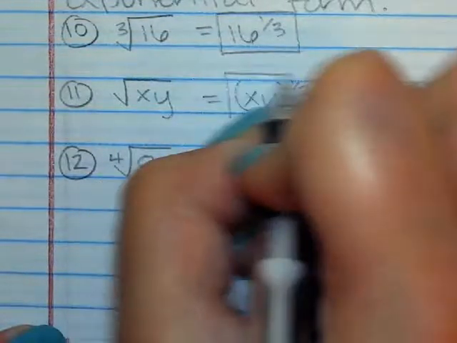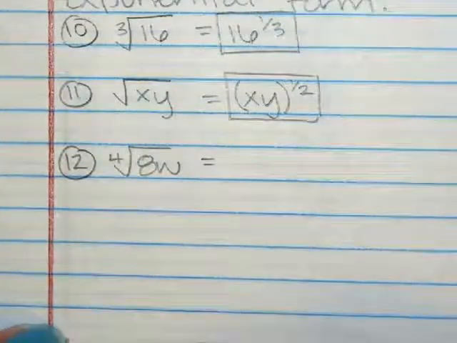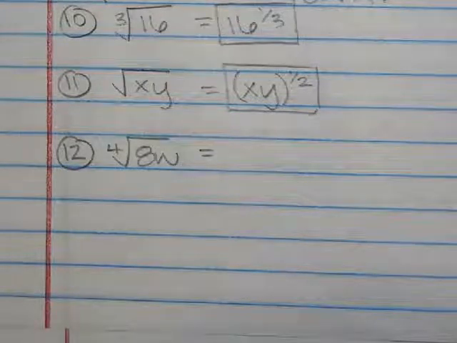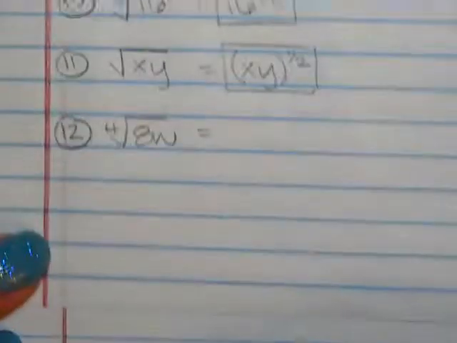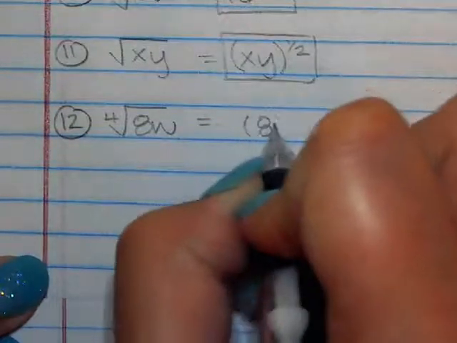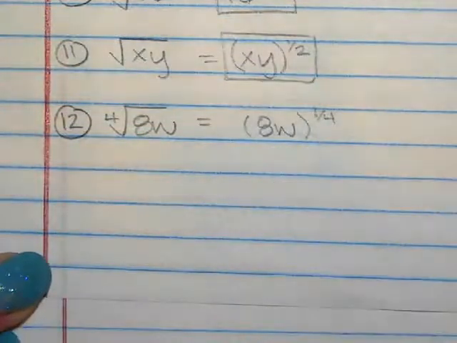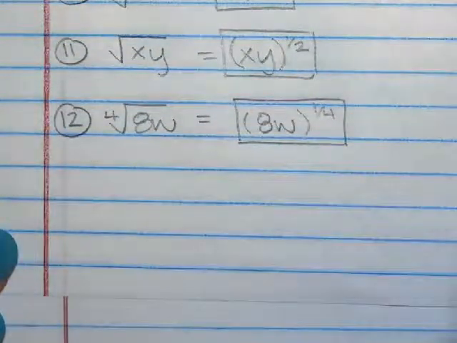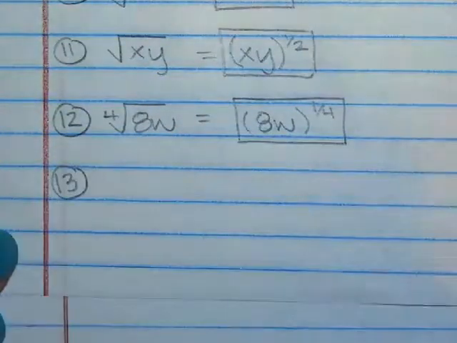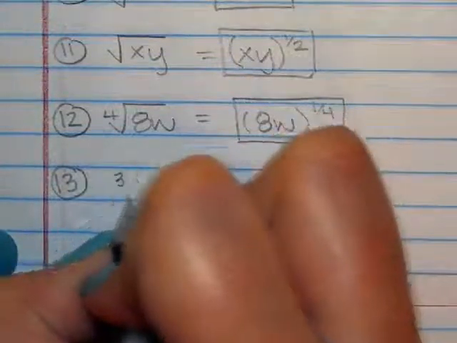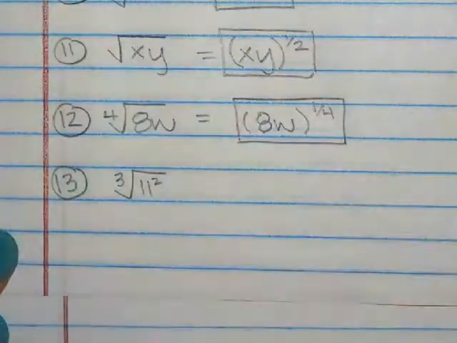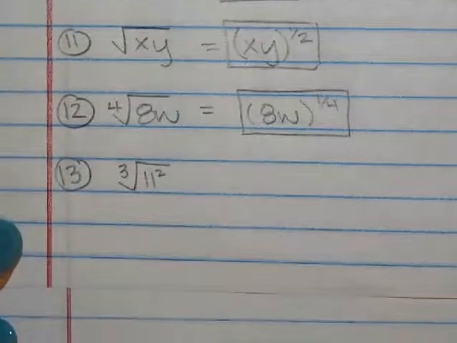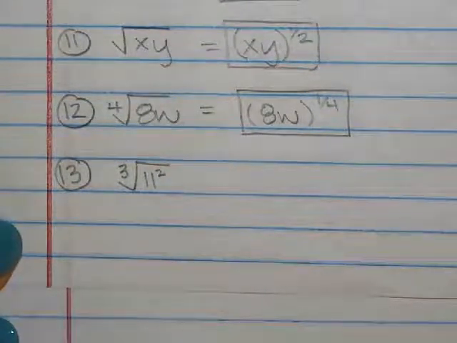Fourth root of 8w. Okay, 8w to the 1/4. Third root of 11 squared. 11 to the 2/3.